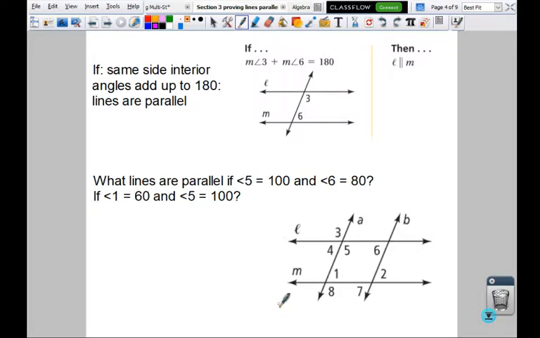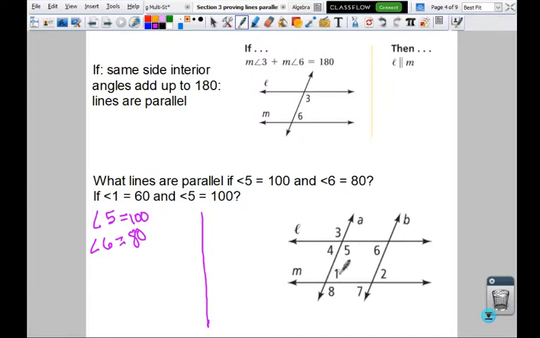Alright, so let's look down here, and there's 2 questions. It says what lines are parallel if angle 5 equals 100 and angle 6 equals 80. And then there's a second question, if 1 is 60 and 5 is 100. We'll get to those later. So we're just going to do this first one. If angle 5 equals 100 and angle 6 equals 80, let's see if we have parallel lines somewhere.